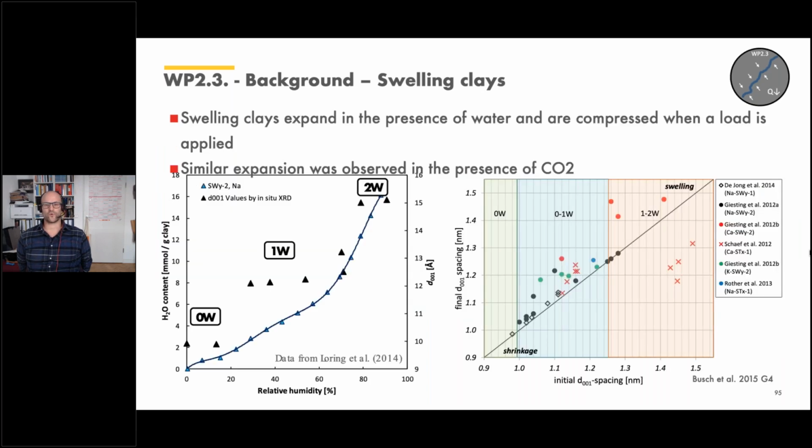It was shown previously that specific clays can change their volume by 20 to even 30%, depending on the clay type and the hydration state of that clay. But it was never really tested if that is actually leading to permeability changes under full water saturation. And this is exactly what we tried to do in this sub-work package. Next slide, please.